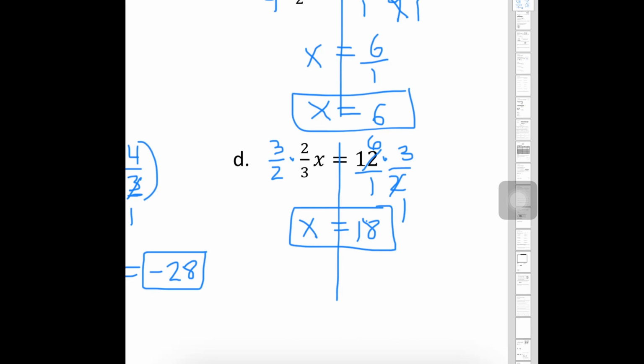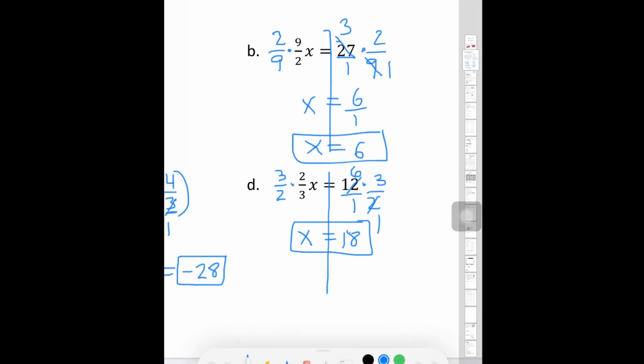So there you have it, guys. If your coefficient is a fraction, you can just multiply by its reciprocal.